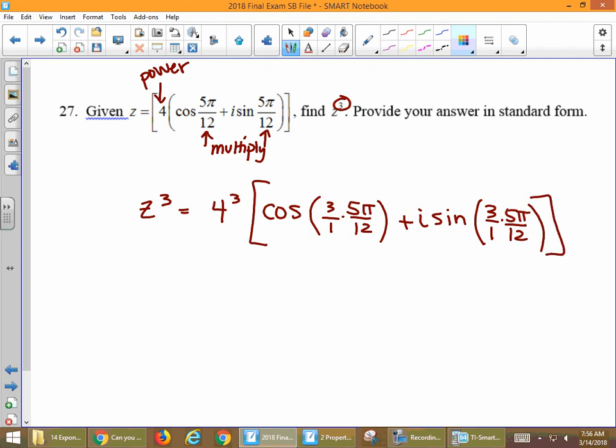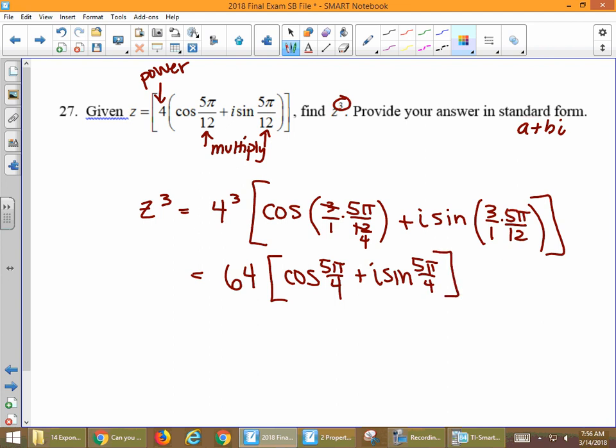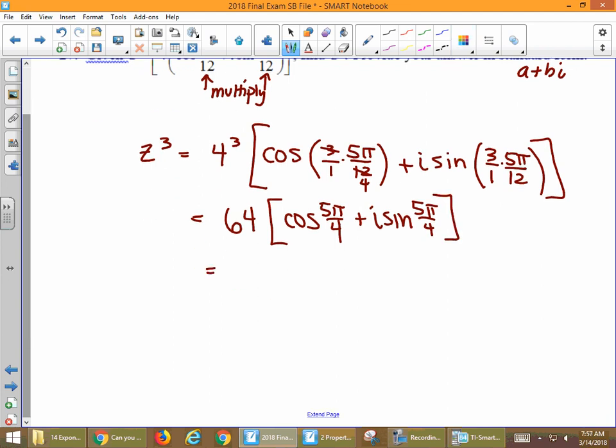And now from here, we just need to simplify. All your answers here are going to be in standard form. Remember, standard form is a plus bi. So 4 cubed is 64. And here my 3 and my 12 cancel to make a 4 in the denominator. So I'm doing cosine, not of 12ths anymore, 5 pi over 4, and sine of 5 pi over 4.